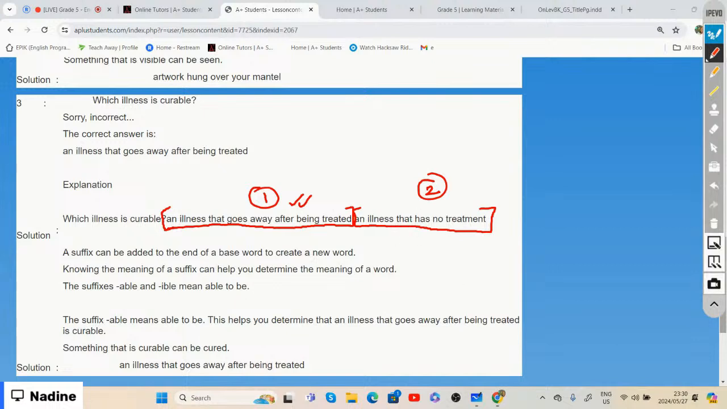If there's no treatment, then it means that we can't cure it, right? But curable, remember, we said it is cure plus able. And able means able to be, meaning it is able to be cured, right? So well done.